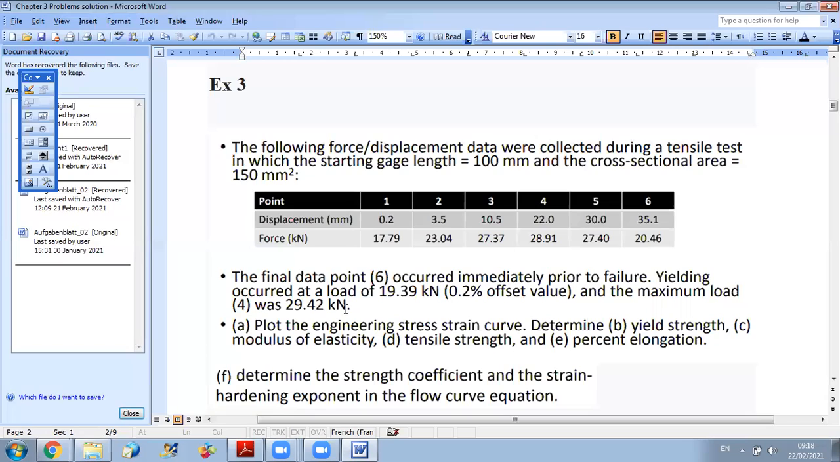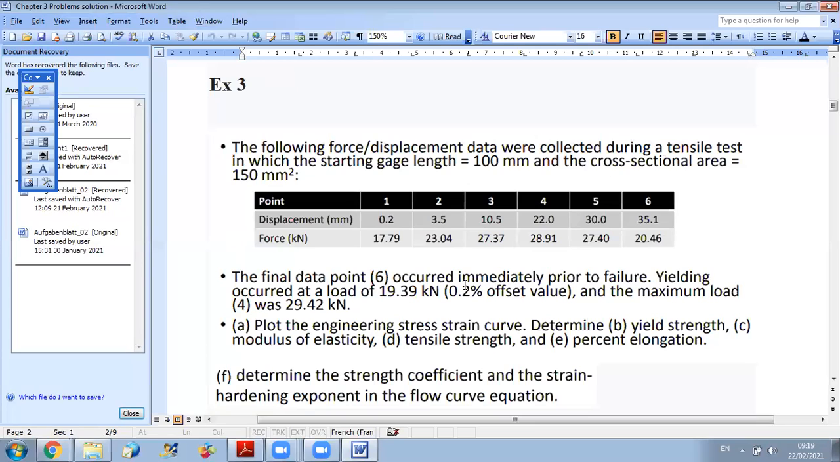Now, first we want to plot the engineering stress-strain curve. In order to do so, we should use the formula of engineering stress, sigma equal to force over the initial area. The initial area is 150 square millimeters, and the force is given here in the table.